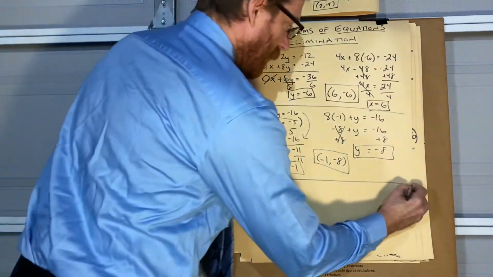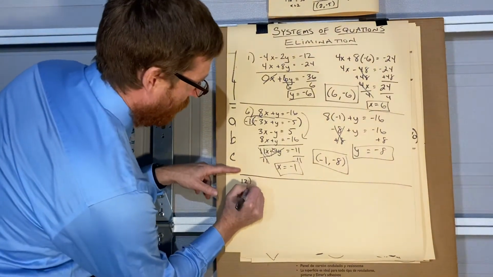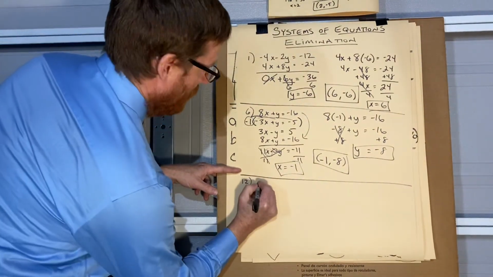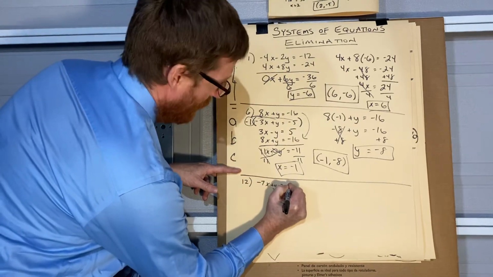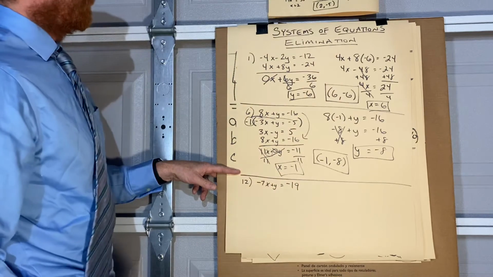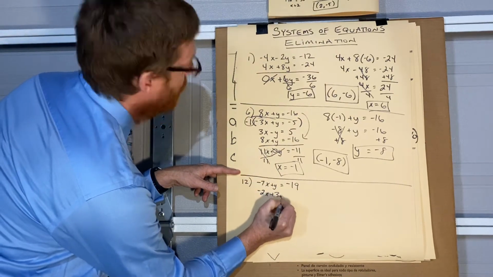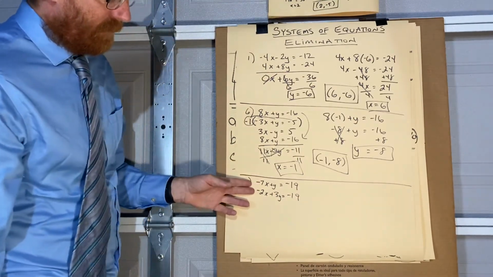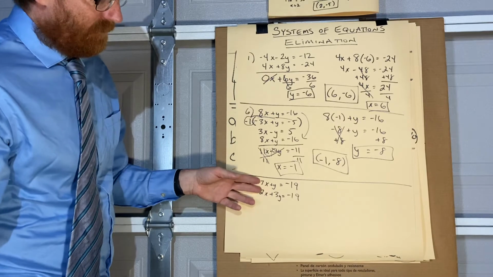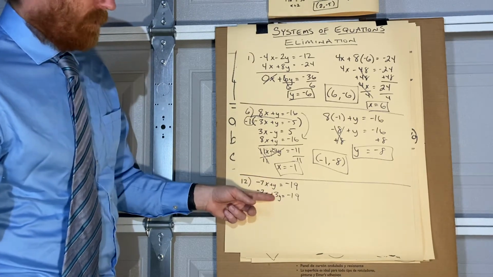Let's see what happens if all the numbers are different and you need to pick a number to multiply by. If you look at number 12 on your worksheet, it looks like this: -7x plus y equals -19, and then I have -2x plus 3y equals -19. So again, I look at these, I see a -2 and a -7. I can't really turn them into each other or make them cancel out very easily. I have a 1y and a 3y.